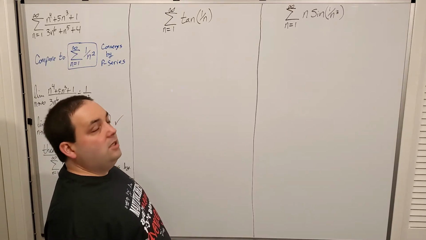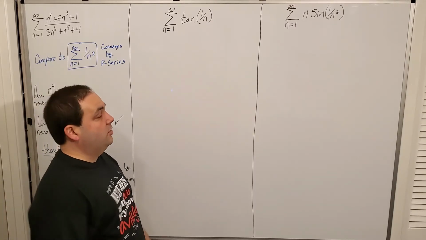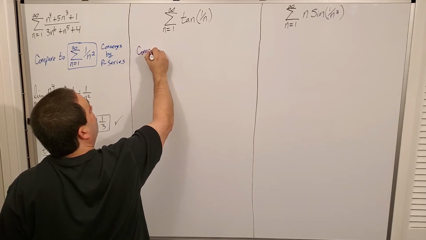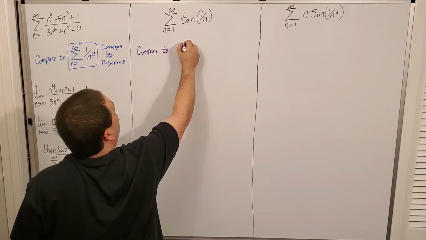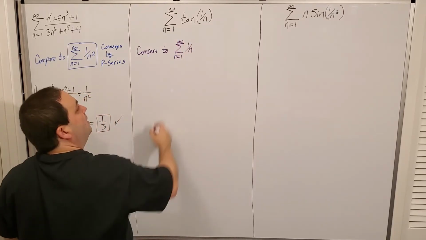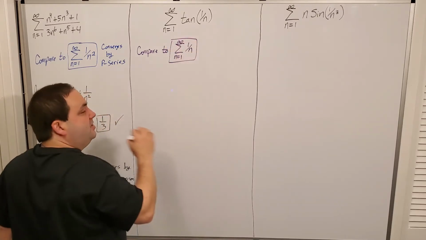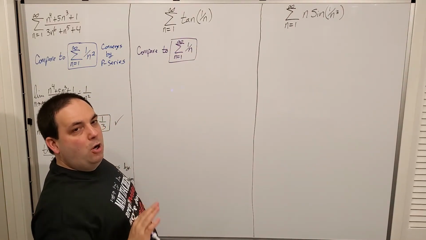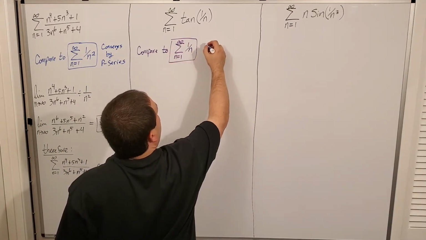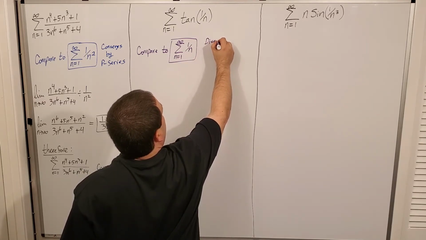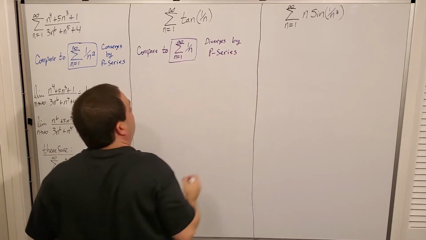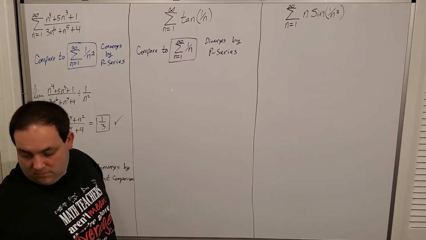Instead, I'm going to need to compare it to something. Okay, so here's the maneuver. I'm going to compare it to the sum of 1 over n, the harmonic series. You'll see in just a moment, because it sets up the perfect limit for us to use. I know that this diverges by p series, and I'm going to compare to that one.